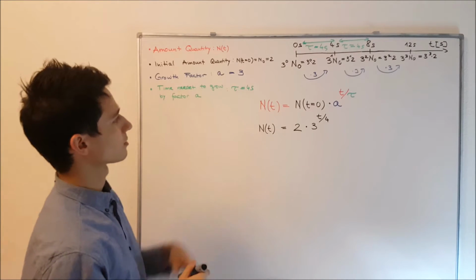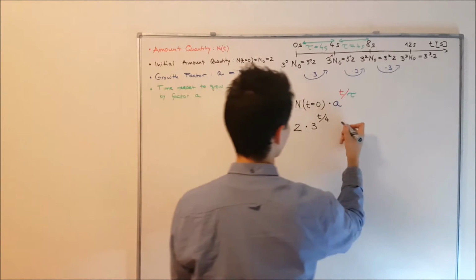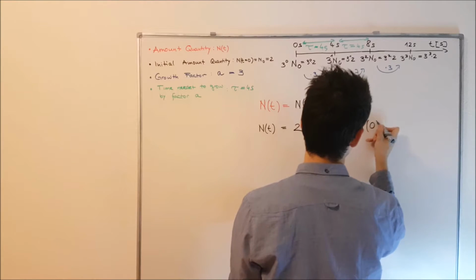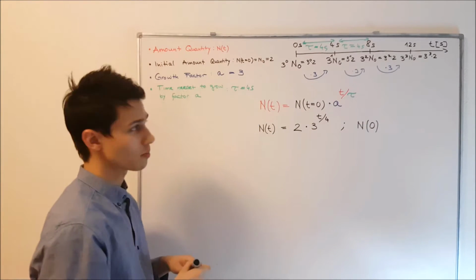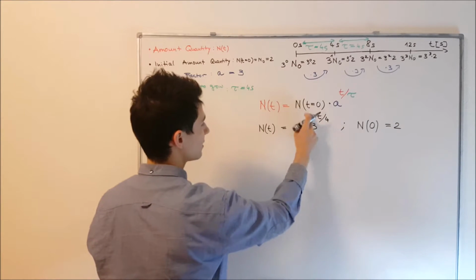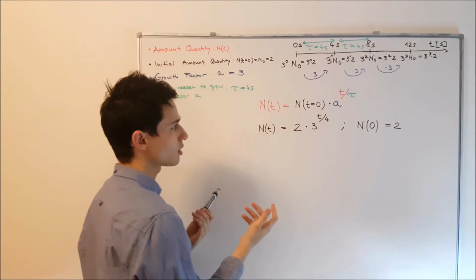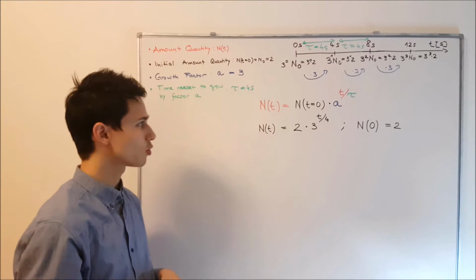Now let's check, is this really the equation we were looking for? Let's plug in, for example, t equals 0. So what would be n of 0? And you know what should turn up would be 2. And what you see is that if we set this exponent equal to 0, this would just be 1. So we are left with 2 times 1, and this just equals 2.